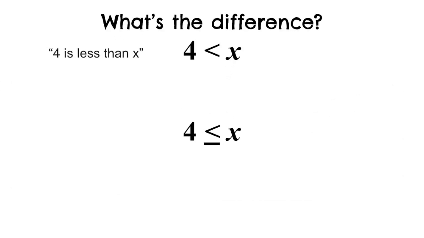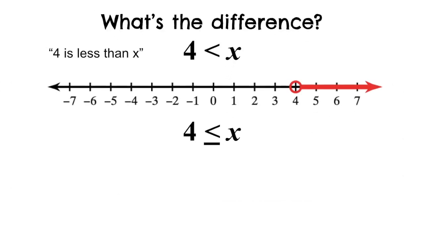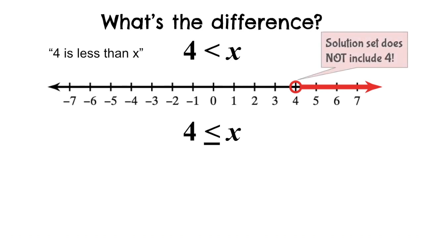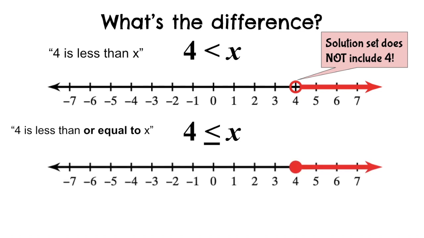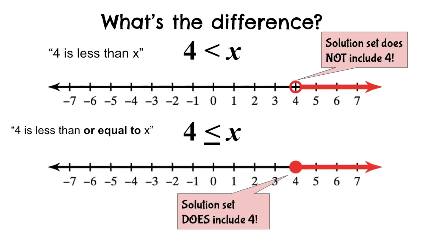Well, the top statement, 4 is less than x, means all numbers to the right of 4. 4 is less than 5. 4 is less than 6. But again, 4 is not included because it is not equal to. In the bottom statement, 4 is less than or equal to x, which is a very similar looking graph, except for now the solution set does include 4. So be careful when the variable or the number you're thinking about is on the right side of the statement, you have to think about these inequality statements a little bit differently.